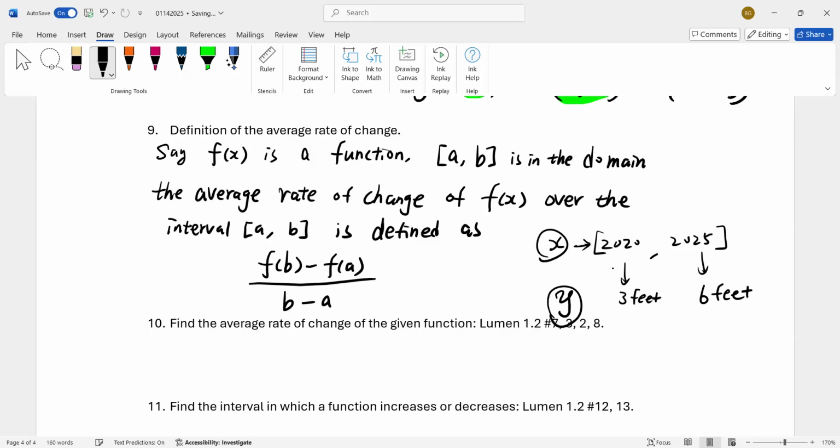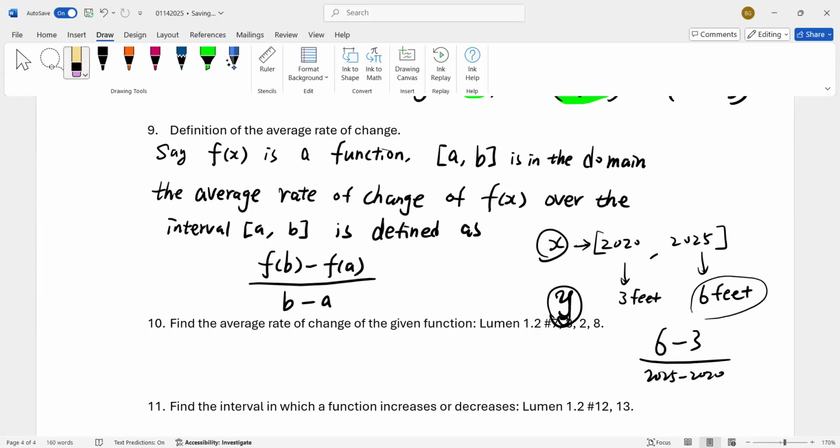Here, X is the independent variable. By the way, X here is the husband, who is independent. They make their own money. Y here is the wife, so it's the dependent variable. In this case, the independent variable is time. When the time goes from 2020 to 2025, your son's height, which is Y, the dependent variable, goes from 3 feet to 6 feet, right? So we just need to use 6 feet minus 3 feet divided by 2025 minus 2020.